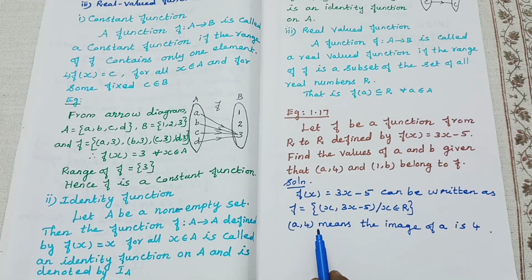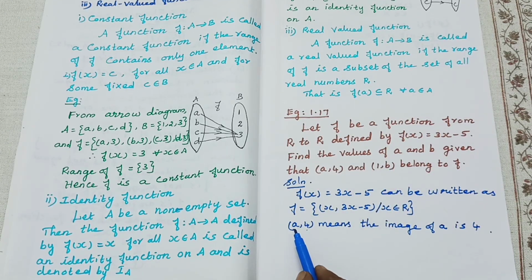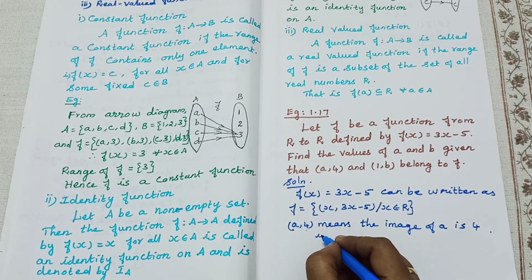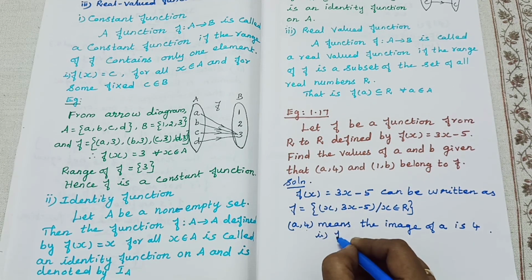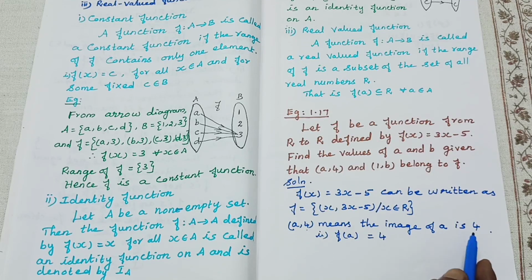Therefore, we can write f of a is equal to 4. Am I correct? f of a is equal to, what's the image? 4. Have you understood? Here, f of x we know, isn't it? f of x is equal to 3x minus 5. In that place, we have to substitute a. Am I correct? Shall we substitute here?